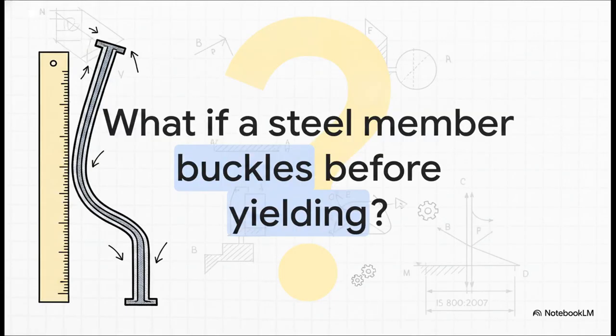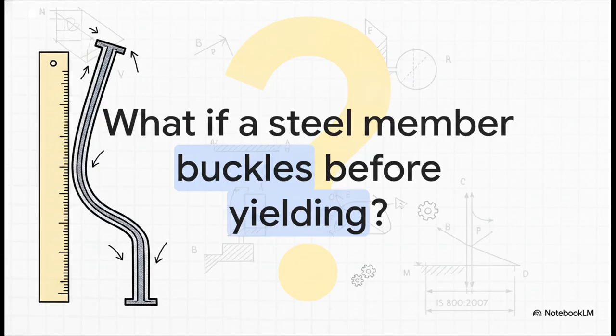Now, I want to pose a critical engineering question to you. What happens when a steel element buckles before reaching its yield stress? Think about a plastic ruler for a second. If you compress it from both ends, it doesn't snap from the compression, right? It bows out to the side long before the plastic actually fails. Well, steel can do the exact same thing under compression.